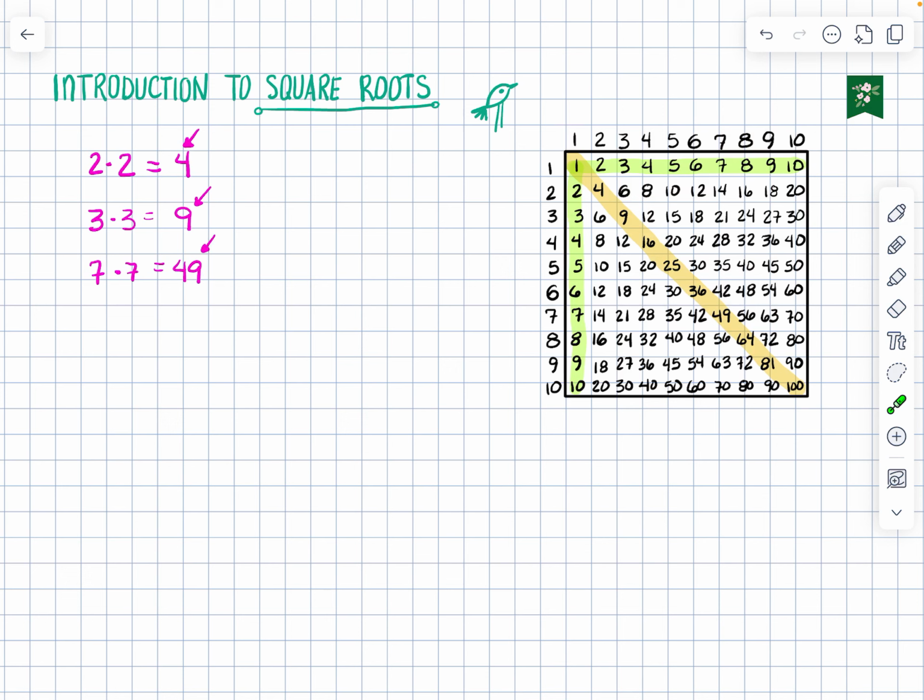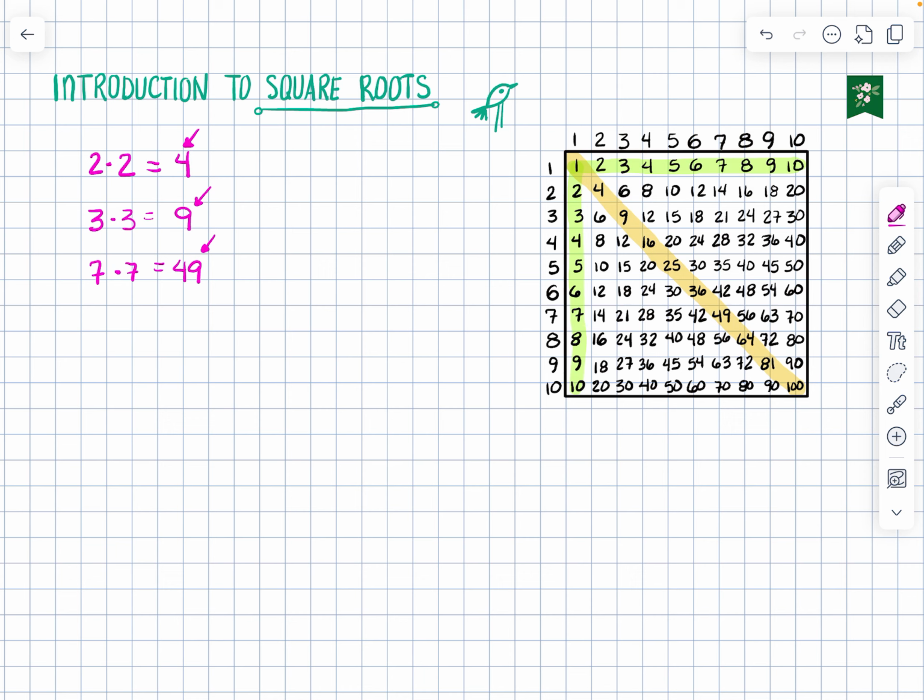Now if you go over and look at this matrix here, you're going to see this highlighted diagonal line of numbers. Those numbers are all perfect squares. And you can see, so like 25, it's 5 times 5. Okay, so all of these numbers are perfect squares, and there's a bunch more of them, obviously. But here we're just showing the numbers from 1 to 100.